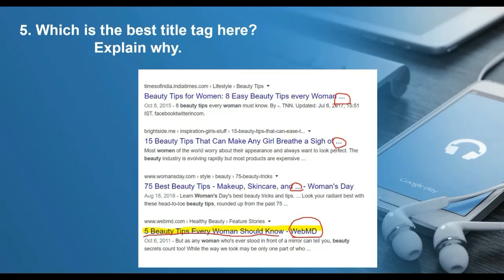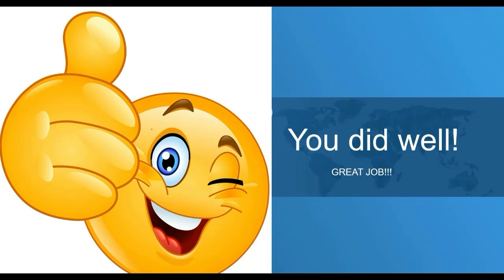So this will give the searcher a very good online experience. They will see right away the details that they need or the details that they are looking for. Okay, so that's it. And you did well.